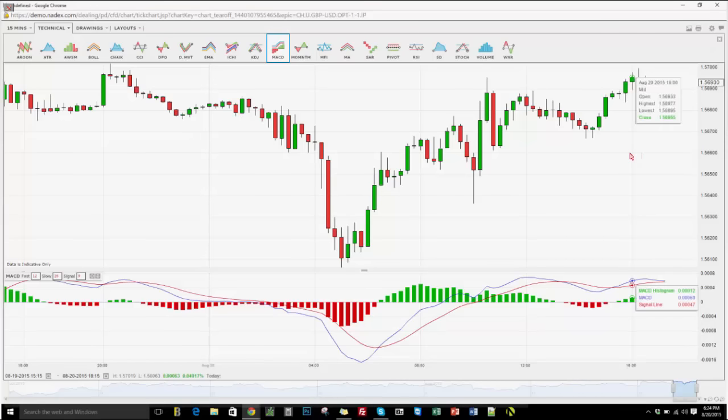And I mean, you can pretty much just set it and forget it. You don't even need to worry about it. It's one that I don't usually set a take profit on at all. I just let it go. I enter the trade and I don't come back to the computer.